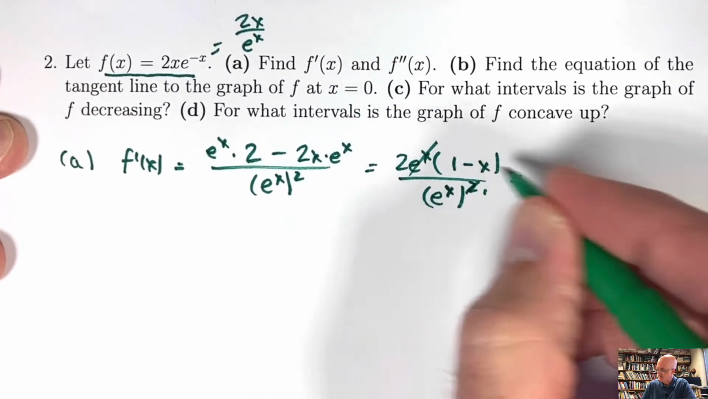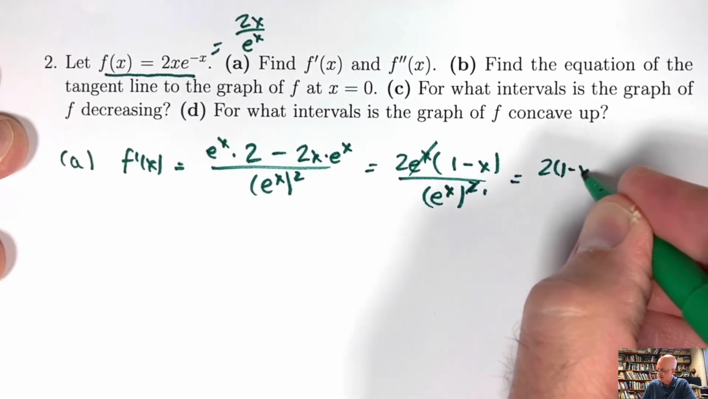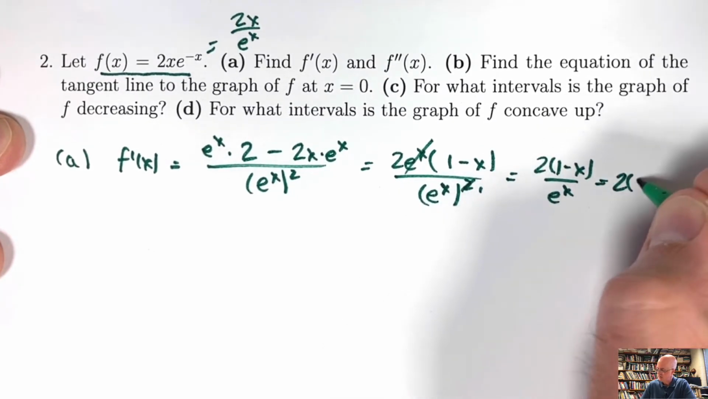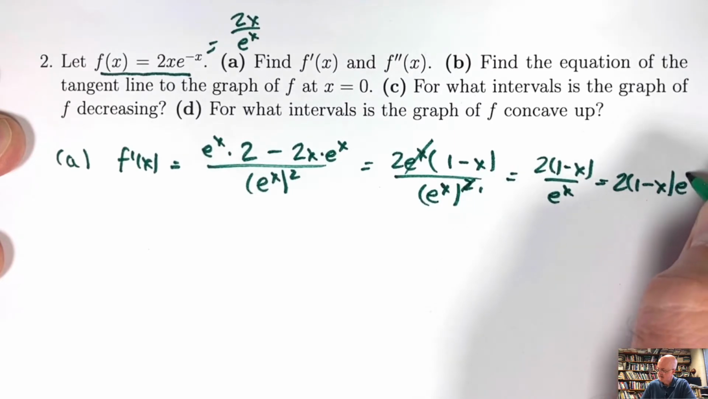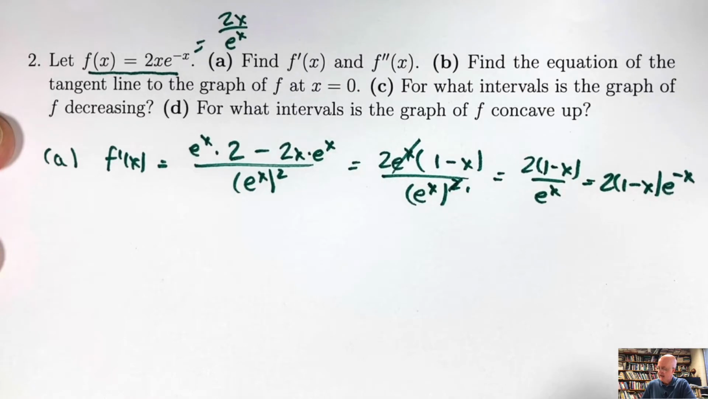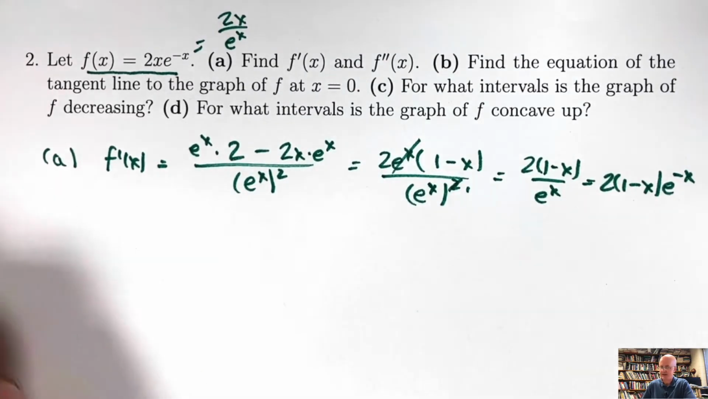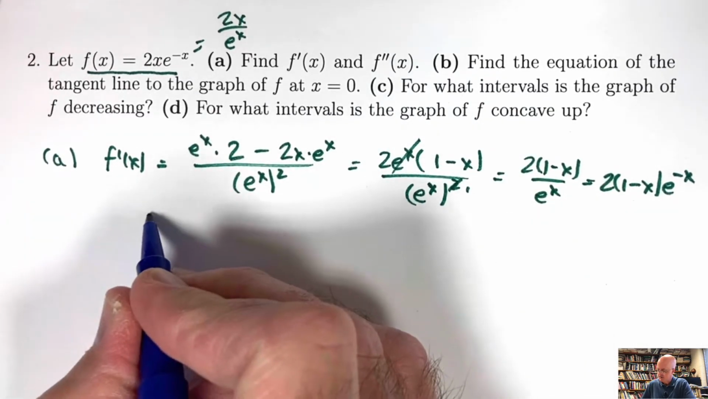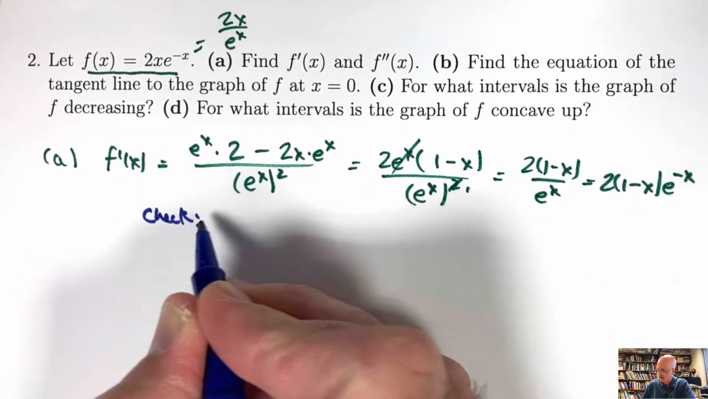And we get 2 times (1 minus x) over e to the x, which can also be written as 2 times (1 minus x) times e to the negative x. Okay, so that would be the derivative. And let's confirm that we get the same answer if we had used the product rule and the fact, again, that the derivative of e to the negative x is negative e to the negative x. And we'll check the answer that way.